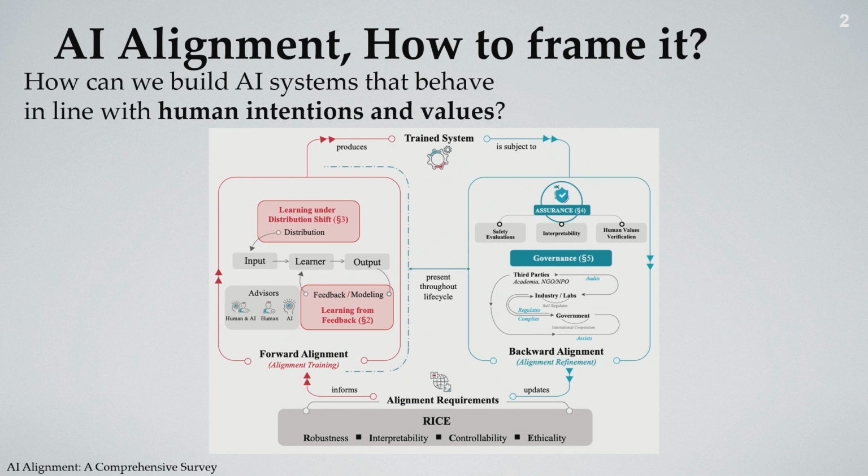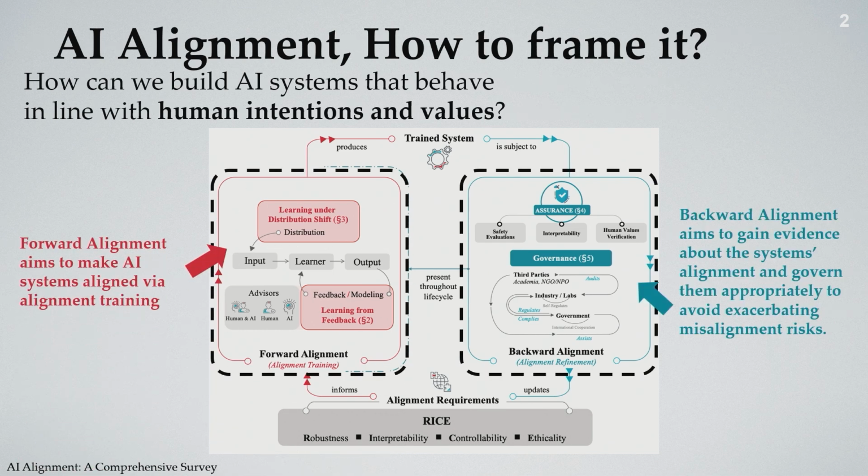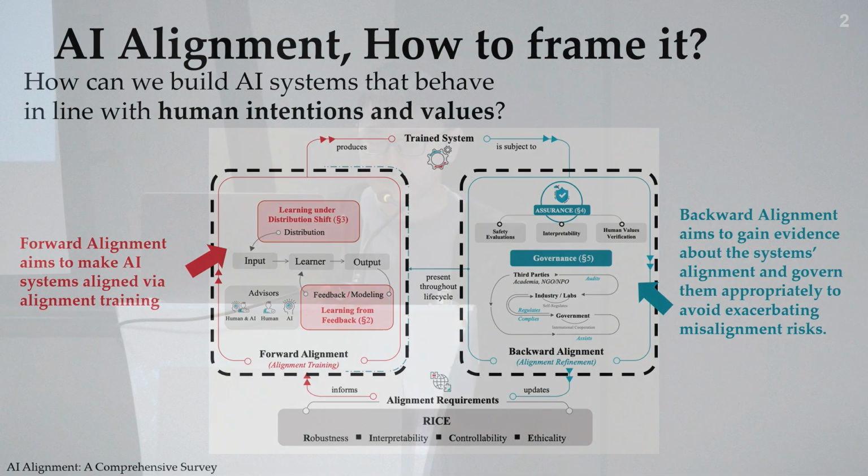In this circle framework, we classify different stages using forward and backward alignment. Forward alignment aims to make systems aligned through training methods, and backward alignment seeks to gather evidence about a system's alignment status and use governance mechanisms to prevent misalignment risks or ensure the alignment requirements.